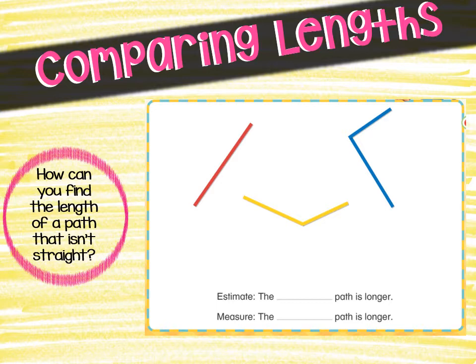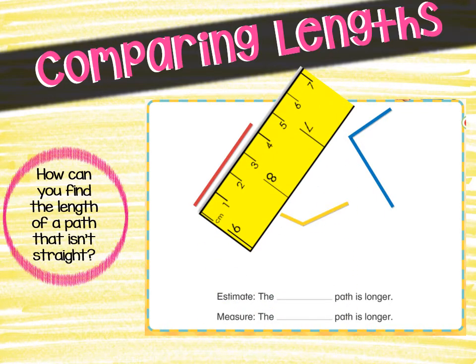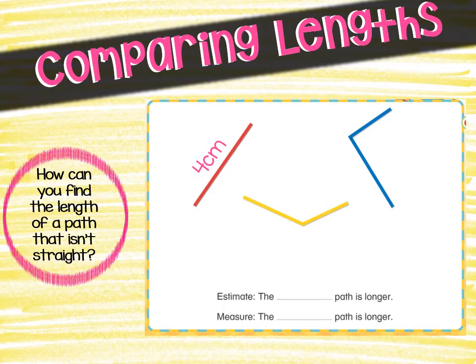So take a look at these three lines and see if you can estimate which path you think is longer. Do you think the red, the yellow, or the blue is the longest path? Well, let's measure them. So this red path looks to be about 4 centimeters. That one's easy because it was just one straight line.